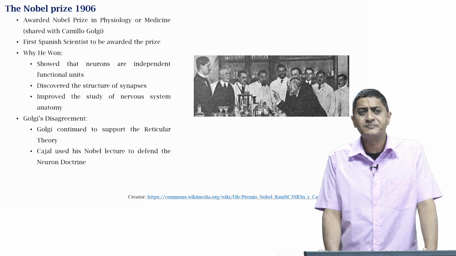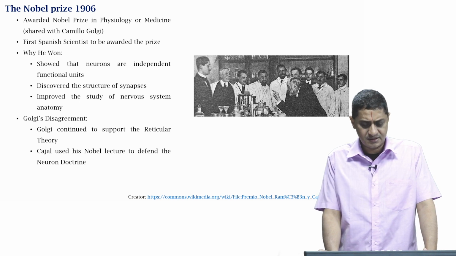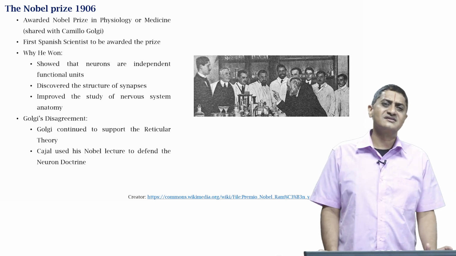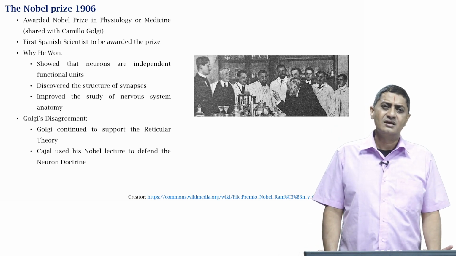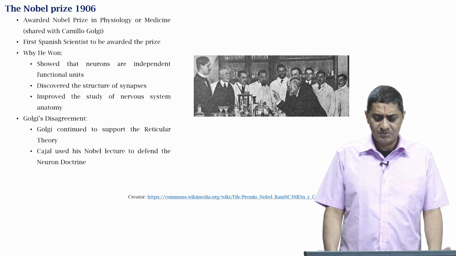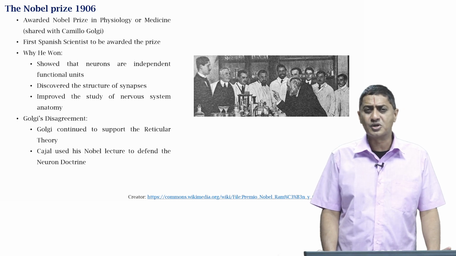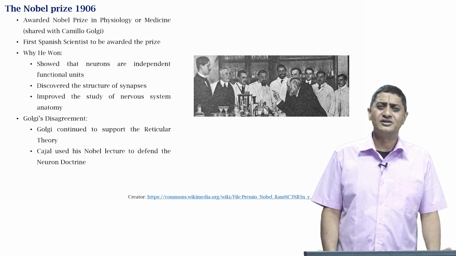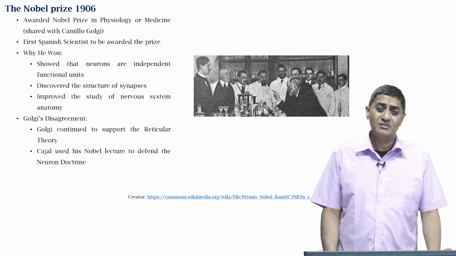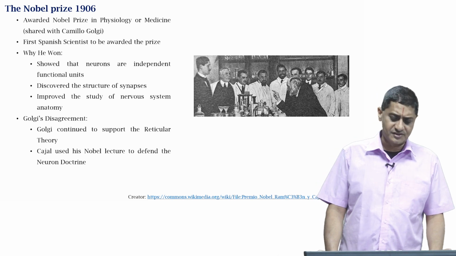Shockingly and ironically, Golgi in his Nobel lecture attacked Cajal's view of the independence of neurons, and he continued to maintain that the cells of the nervous system formed part of a fine network, a net or a reticulum. But Cajal used his Nobel lecture to defend the neuron doctrine. Cajal himself did not attack the reticular theory, he just provided evidence from his own work. But Golgi attacked the independence of neurons, or the neuron doctrine, in a very big way.